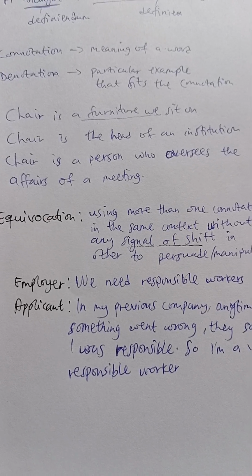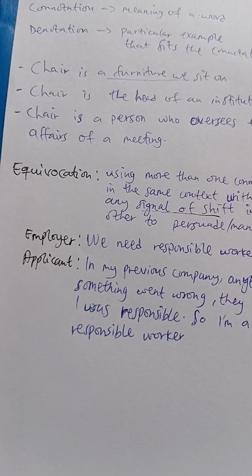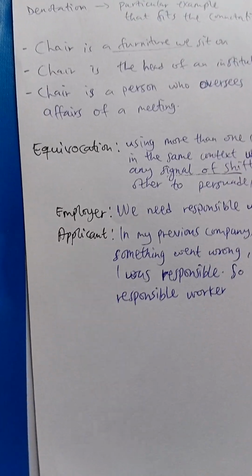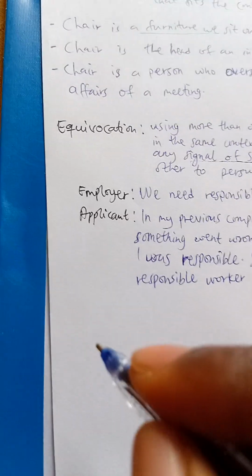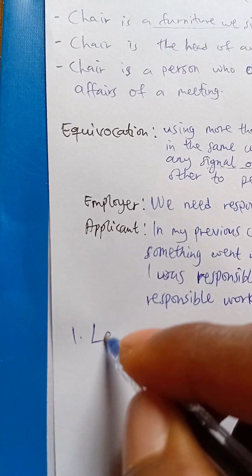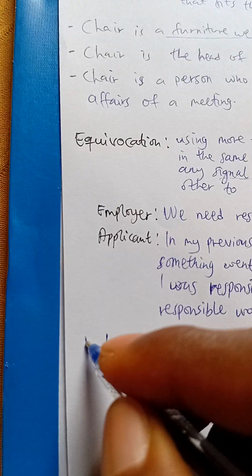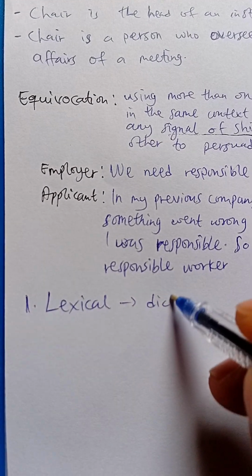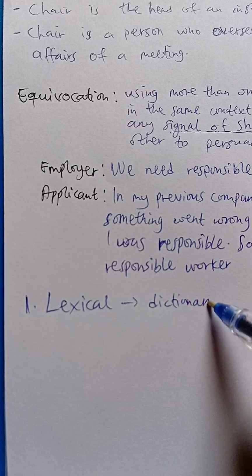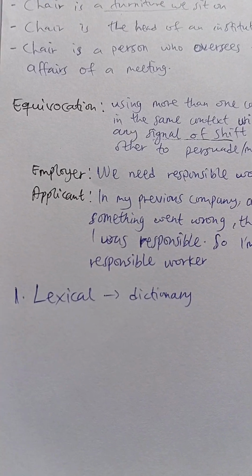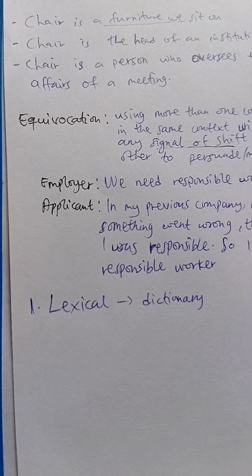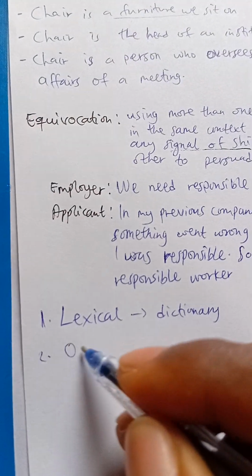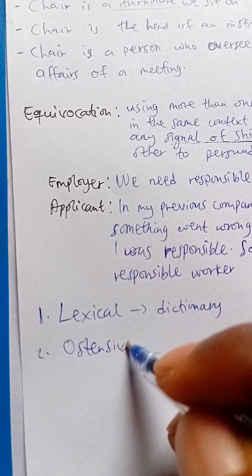Okay, now we proceed with the types of definitions. We have many types of definitions. Let's look at them one by one. So we have the lexical definition. A definition is said to be lexical if it is taken from the dictionary. Yeah, some of you call it dictionary. So if it's from the dictionary, you call it a lexical definition.